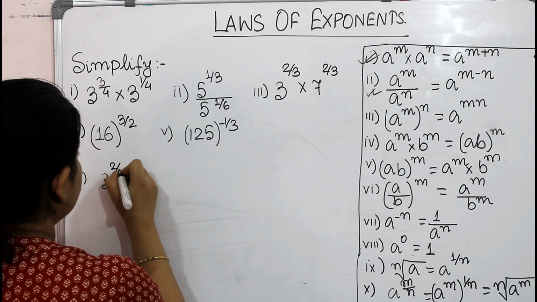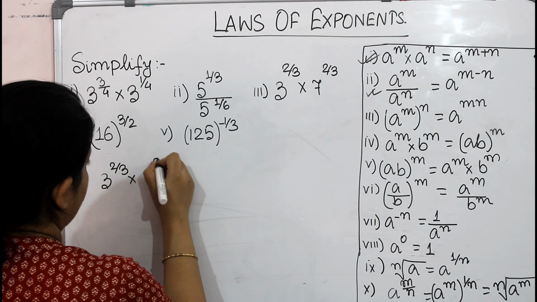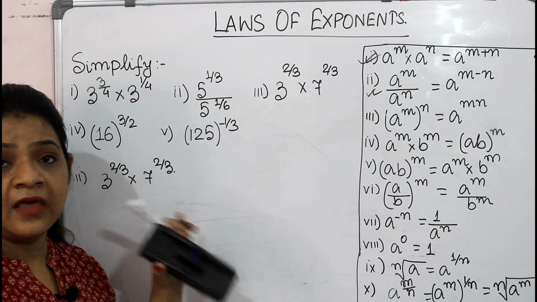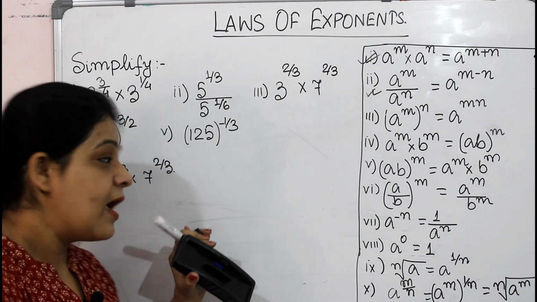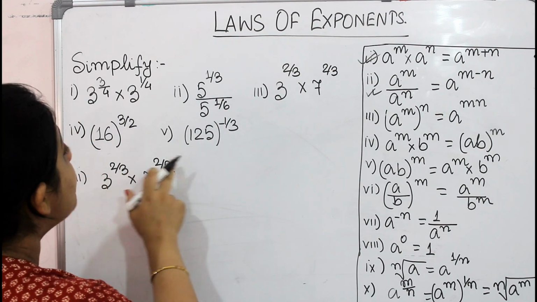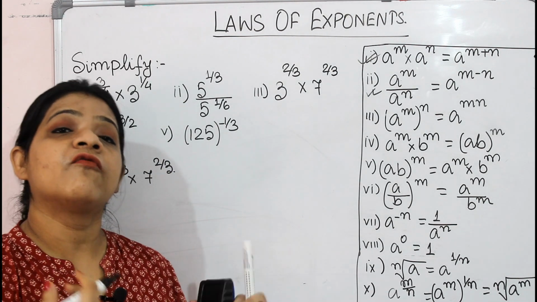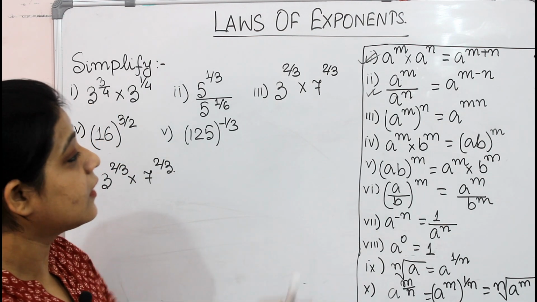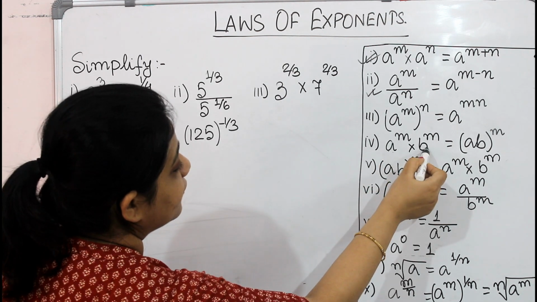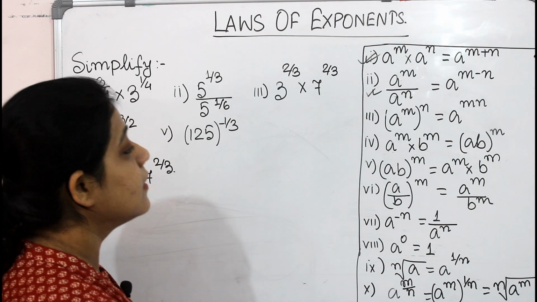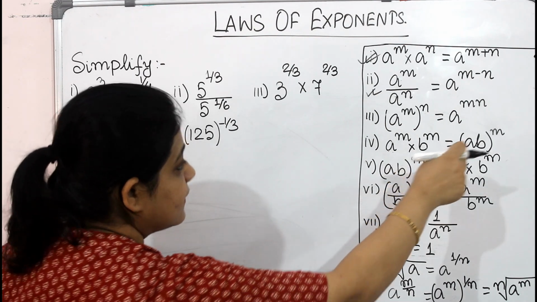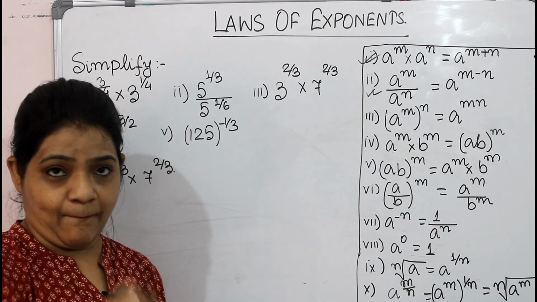Now the third sum is 3 to the power of 2 by 3 into 7 to the power of 2 by 3. This particular sum has different bases, 3 and 7, but if you see, the powers are the same. So which rule will work? This rule will work because both have different bases but the powers are the same. For this, we just multiply the bases to the power of m.